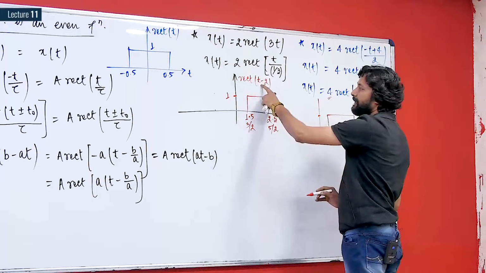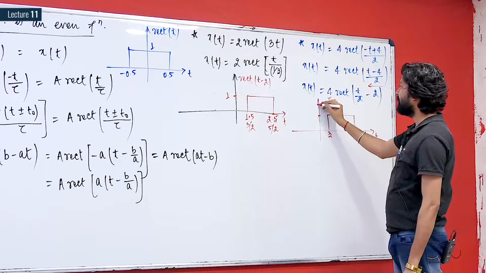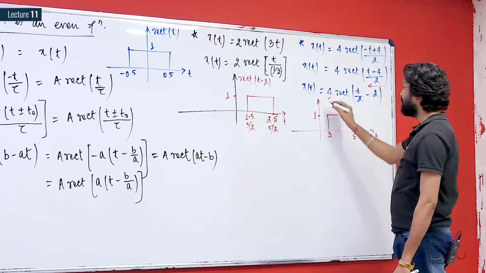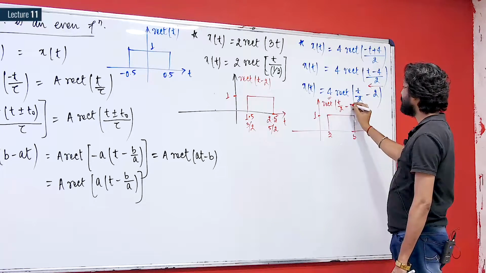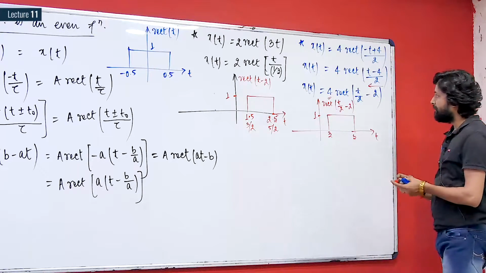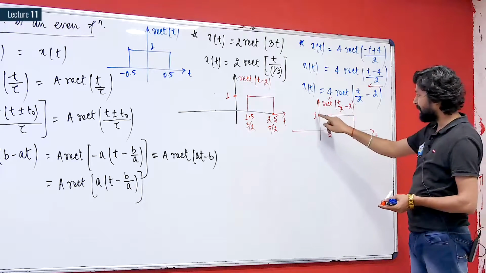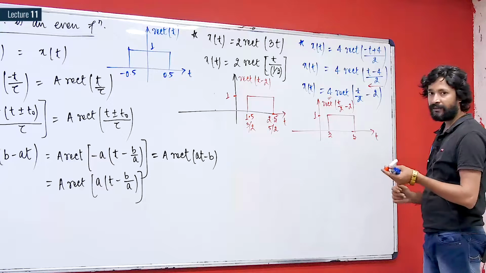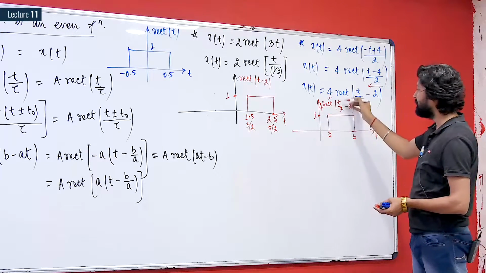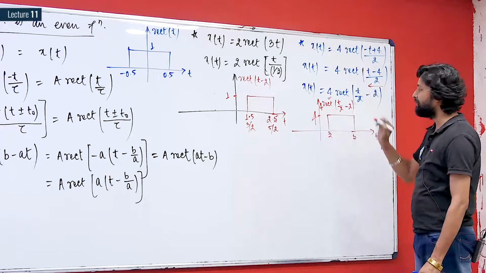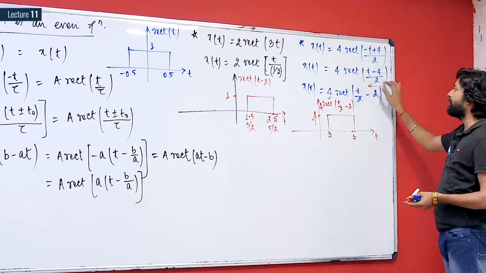You just shifted this function, so the value is 1. Again, you just time scaled this function, so the amplitude is again 1 here. It is your function, what? Rectangle of t by 2 minus 2. Now you must apply amplitude scaling by 4, so you just have to multiply the amplitude by 4. So now if you want to find 4 rectangle of t by 2 minus 2, then this amplitude will be 4. So you have obtained this function, that is 4 rectangle of t minus 4 by 2.